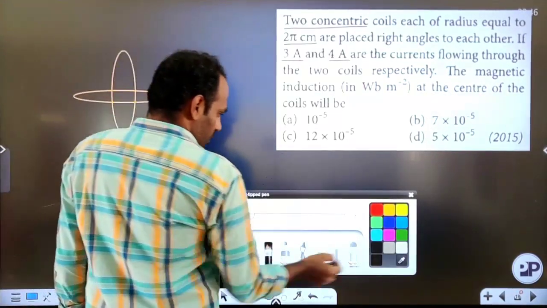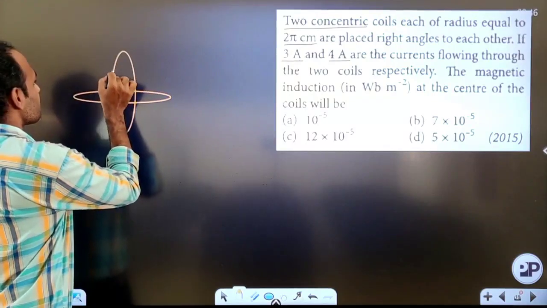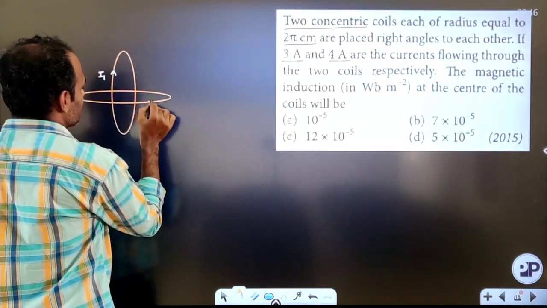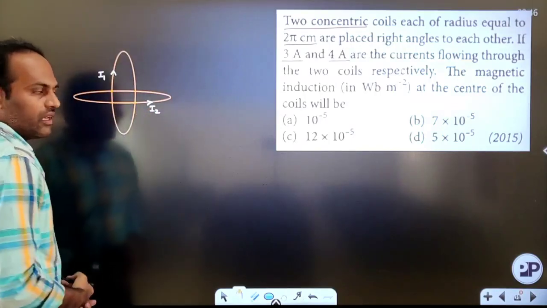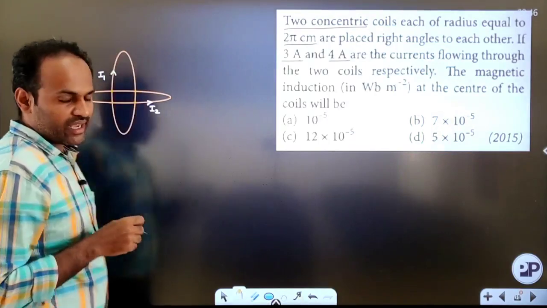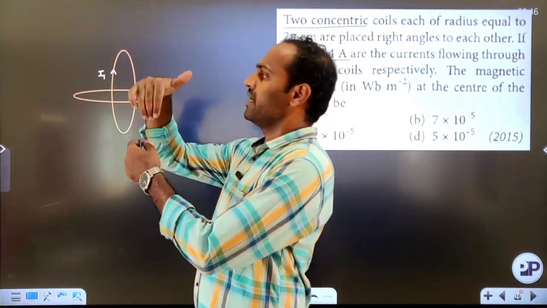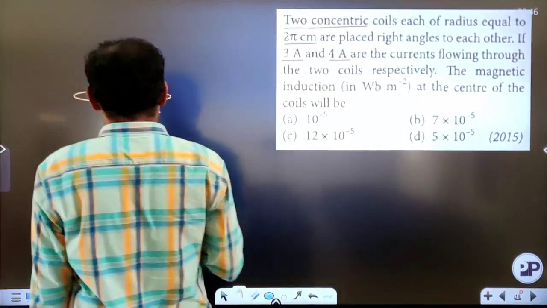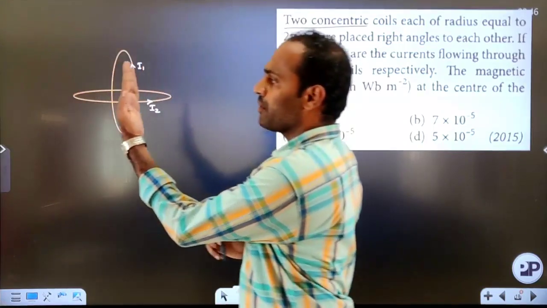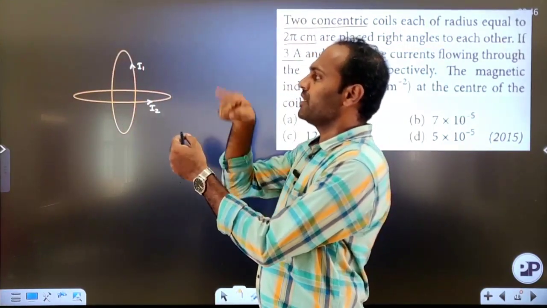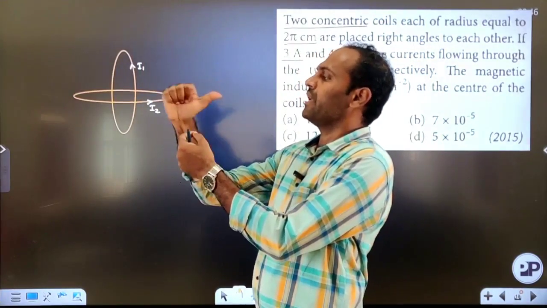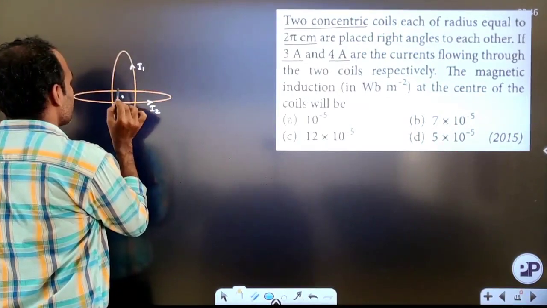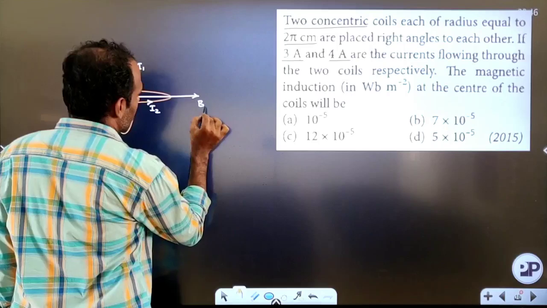Now see, if the current in the first coil is flowing like this, I will call it I1, and the current in the second coil is flowing like this, I will call it I2. Let us see the direction of the magnetic field of this circular coil. Let the current in this circular coil be flowing anticlockwise. So it will be I1. If I apply the right hand thumb rule, the magnetic field of that coil is towards me in this direction. This is the magnetic field of the first coil, correct?